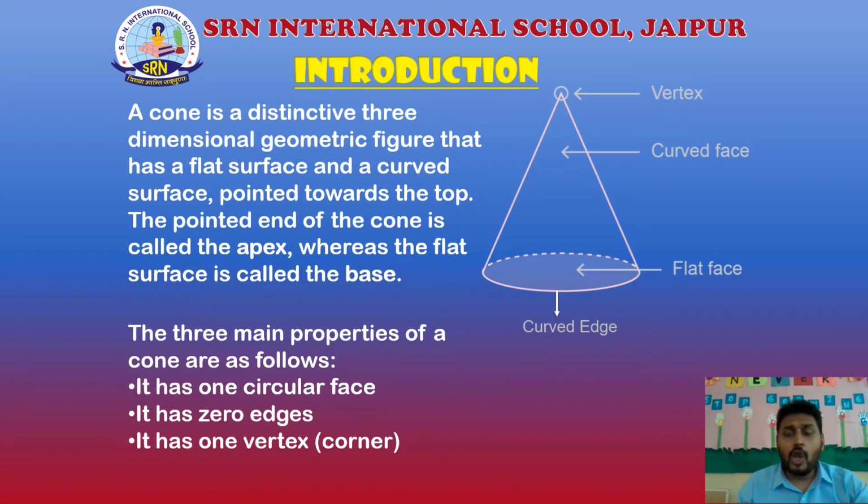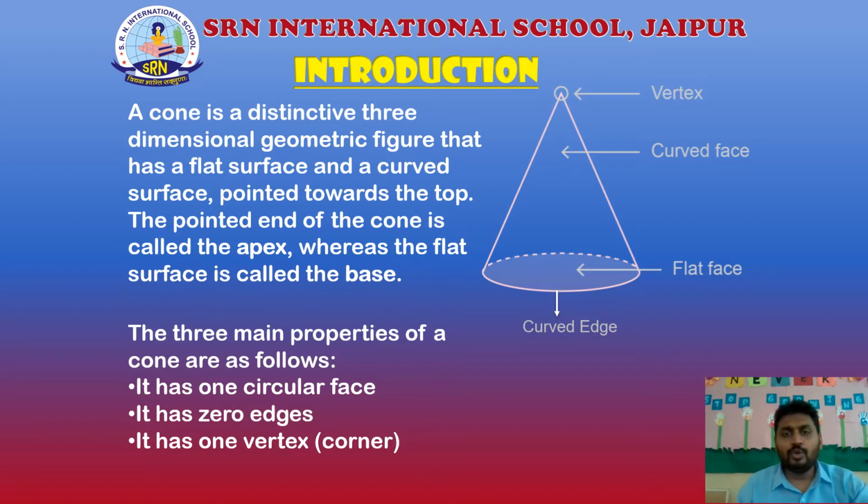Now let's look upon the shape of the cone. Cone is a three-dimensional shape having three parts. One is the vertex, one is the curved face, and one is the flat circular face. Now we have seen many examples around us with the shape of cone, like ice cream cone, like the birthday cap, like we can say the firecracker is also in the shape of that cone.